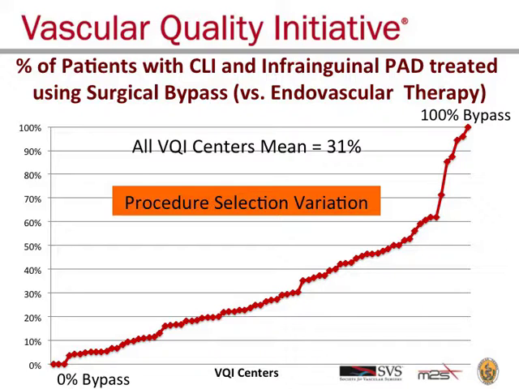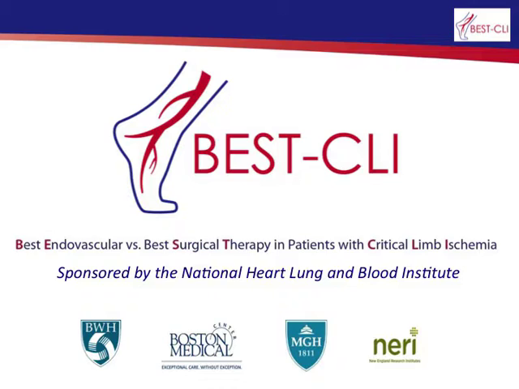And so it's no surprise that you see this slide here. This slide comes to us from the Vascular Quality Initiative that is now composed of more than 360 vascular centers across North America. On the x-axis are VQI centers. On the y-axis is percent of patients with CLI and femoral PAD treated using surgical bypass. There's huge variability. There are some centers that do almost no bypass, almost all endo, and there's some centers that do almost no endo, and almost all bypass, and everything in between.